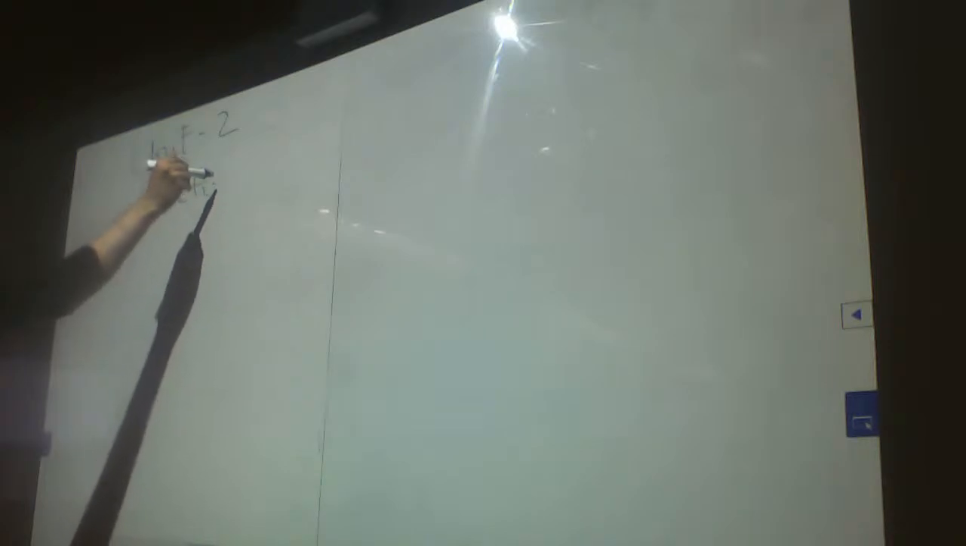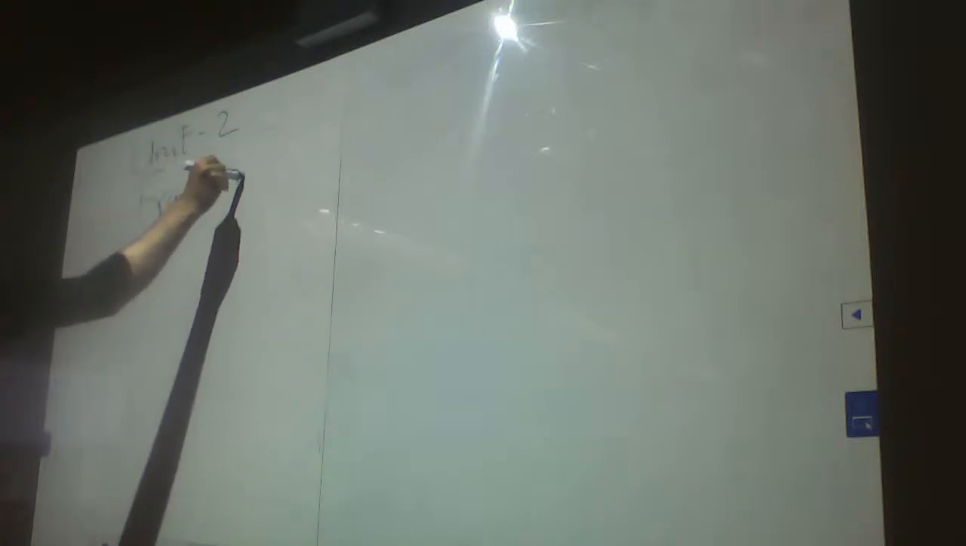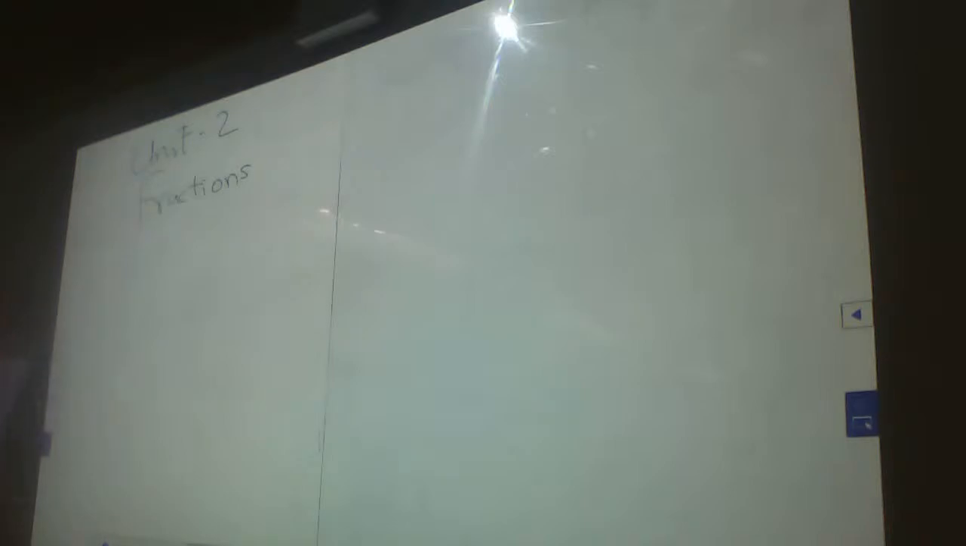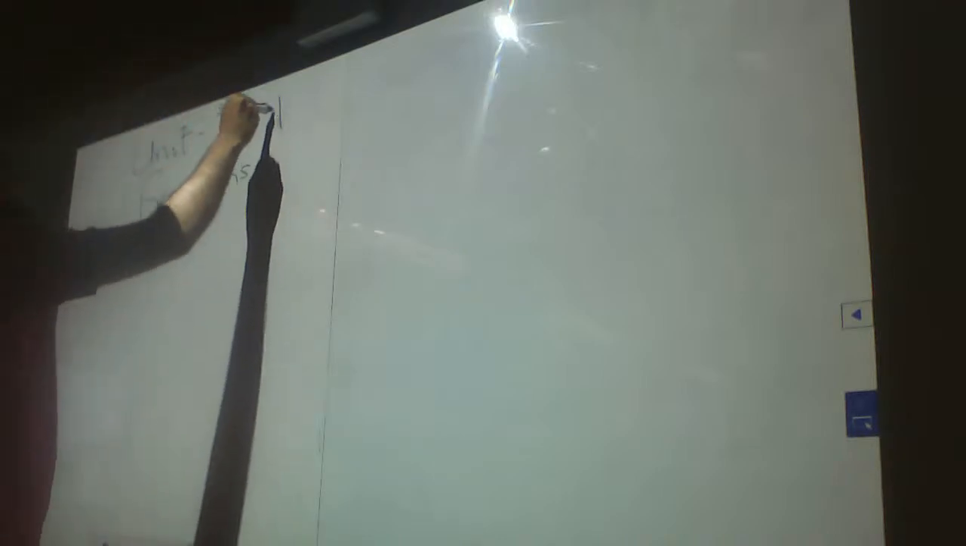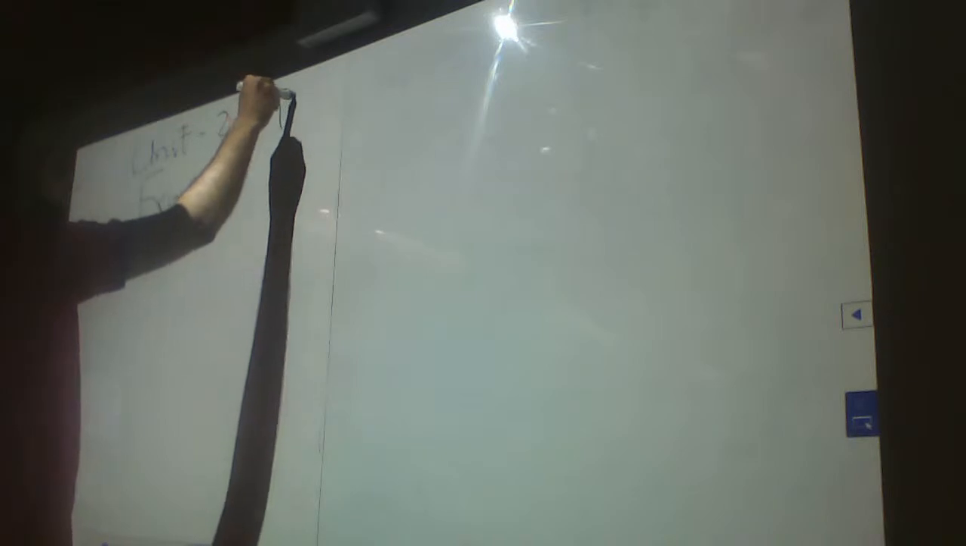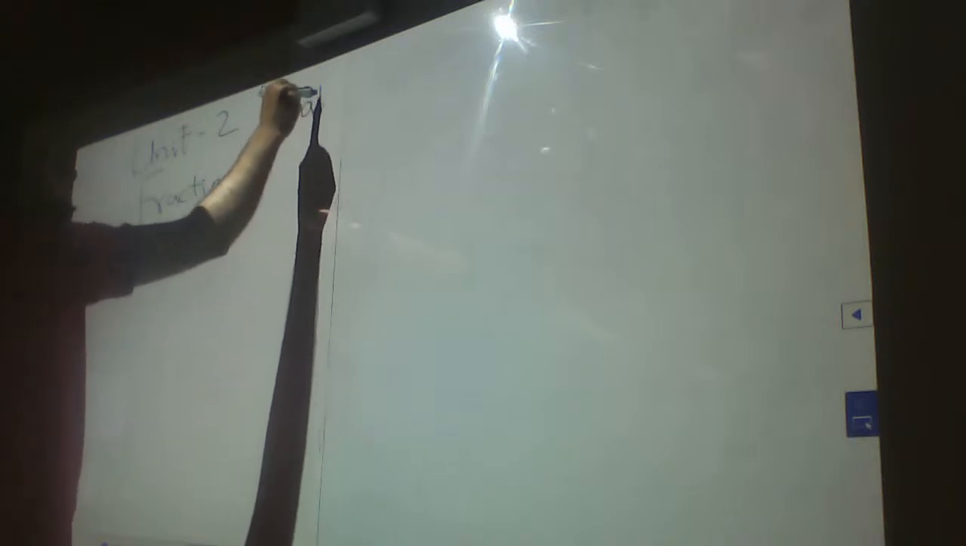Unit 2, this is fractions, right? So in the last class, we already did fractions. We have numerator, denominator, and mixed number, right? So write the date, write this one in your notebook, please. Everyone, write the date.